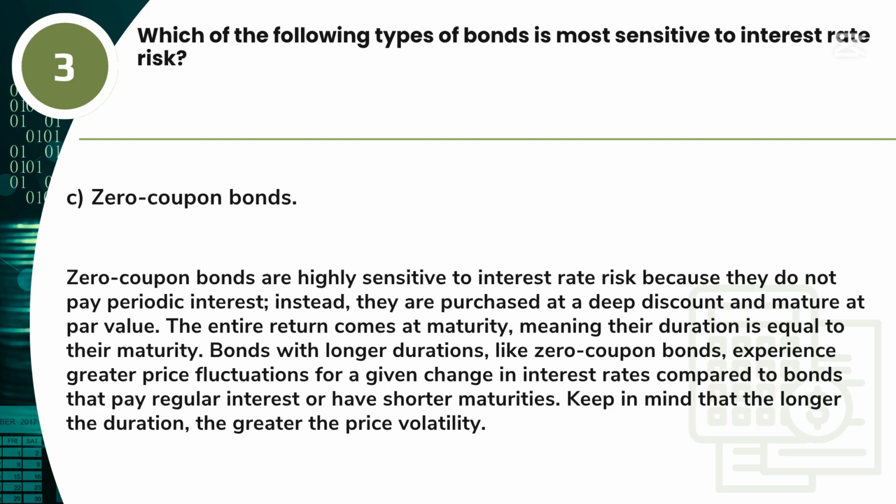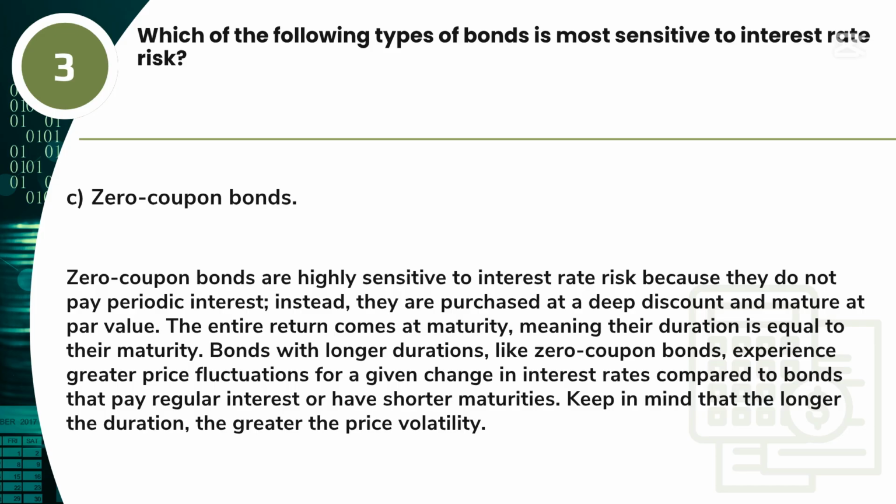Answer: C. Zero-coupon bonds. Zero-coupon bonds are highly sensitive to interest rate risk because they do not pay periodic interest. Instead, they are purchased at a deep discount and mature at par value. The entire return comes at maturity, meaning their duration is equal to their maturity.